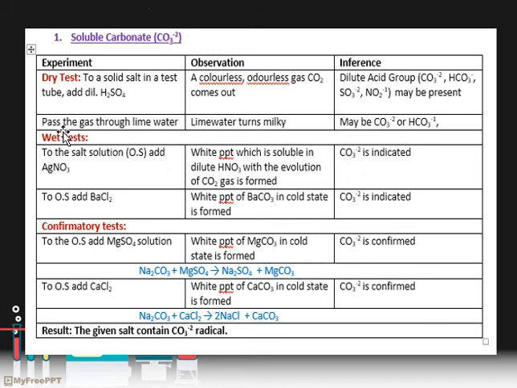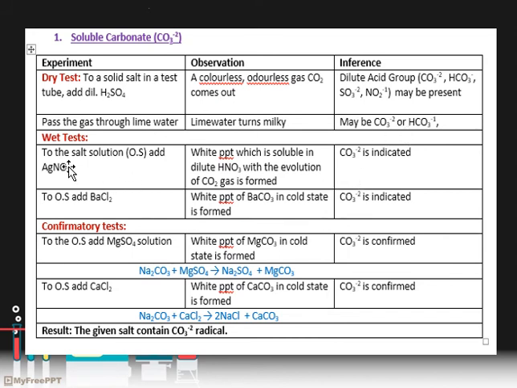So to confirm that gas, we'll pass it through the lime water. If lime water turns milky, it means that gas was carbon dioxide, and we can have carbonate or bicarbonate. Now we will further do the test to identify whether the salt contains carbonate or bicarbonate.